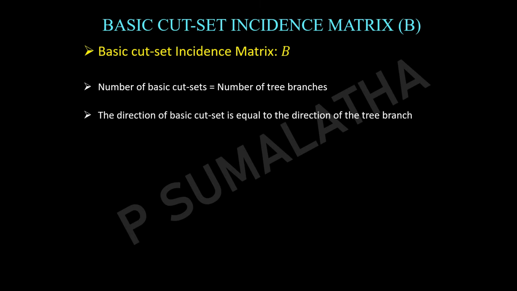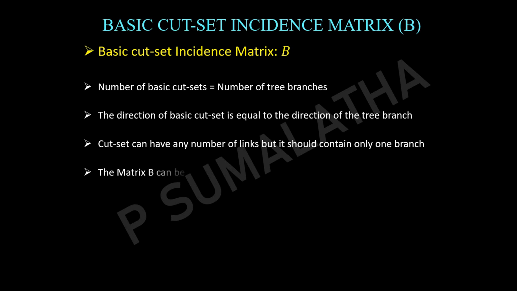Then the direction of the basic cutset is always equal to the direction of the tree branch, because the cutsets are formed based upon the tree branches. So obviously the cutset direction will be the tree branch direction. Cutsets can have any number of links. While forming the cutset, you can take any number of links, but one cutset must have one and only one branch. That is the condition we should follow while forming the cutset for any given graph.